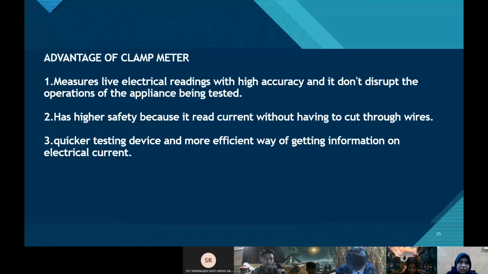The advantages of the clamp meter. First, it measures live electrical readings with high accuracy and doesn't disrupt the operation of the appliance being tested. Second, it has higher safety because it reads current without having to cut through wires. Third, it is a quicker testing device and a more efficient way of getting information on electrical current.